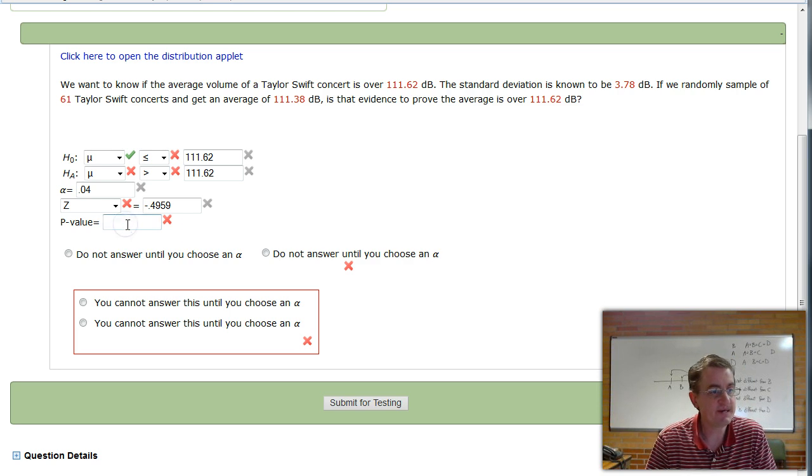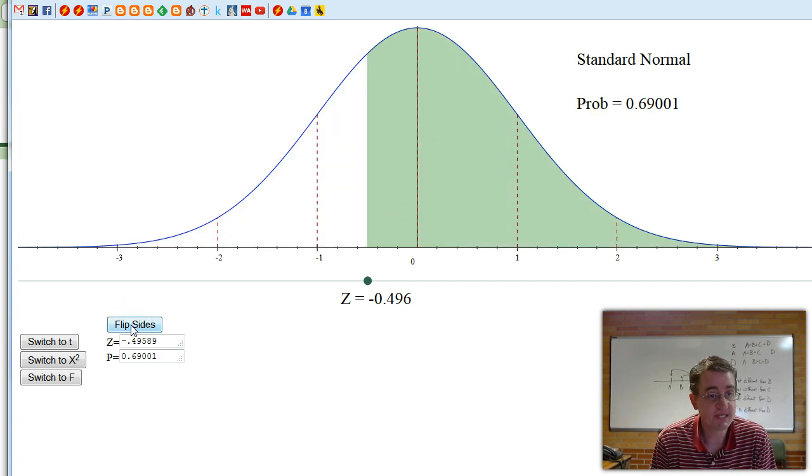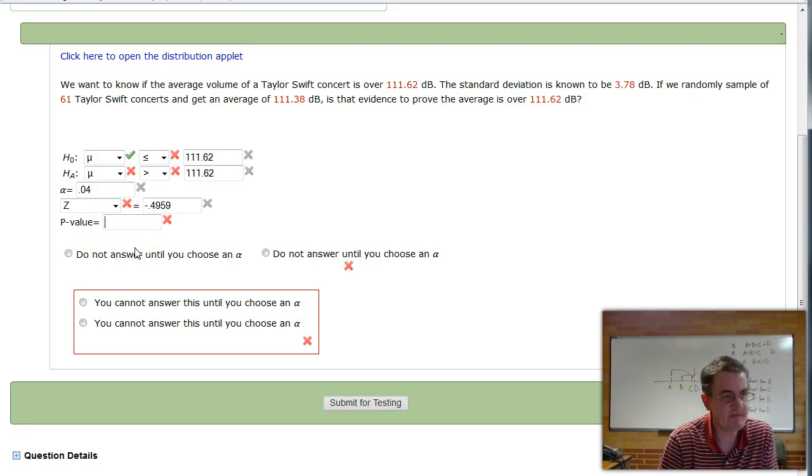Now I need a p-value. P-value, click here to open the distribution app. I put in my negative z-score right there, but this is a greater than test, so I want the side to be over there. My p-value is 0.69. That's a big p-value, but it's because we were testing whether it was over, and our statistic is actually under. So I probably would have switched that if I'd have paid attention to it, but that's okay. We can still do the problem.